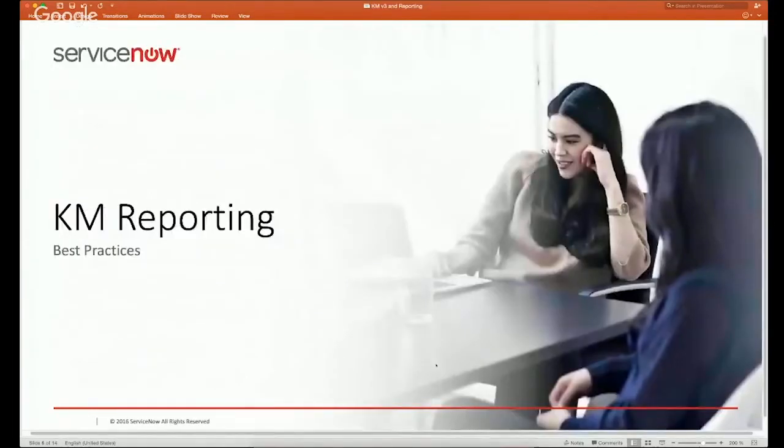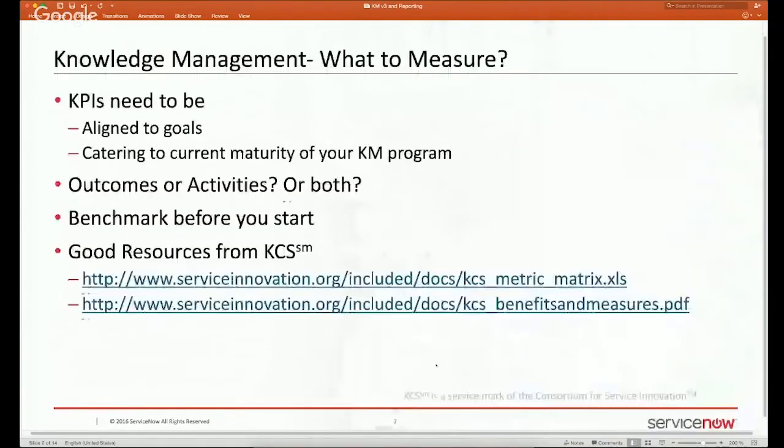All right, so that's the recap on Knowledge V3. Let's jump into reporting and the best practices that we have. To start with, what do you need to measure in knowledge management? First and foremost, before you start measuring, there are a few things that you need to keep in mind.